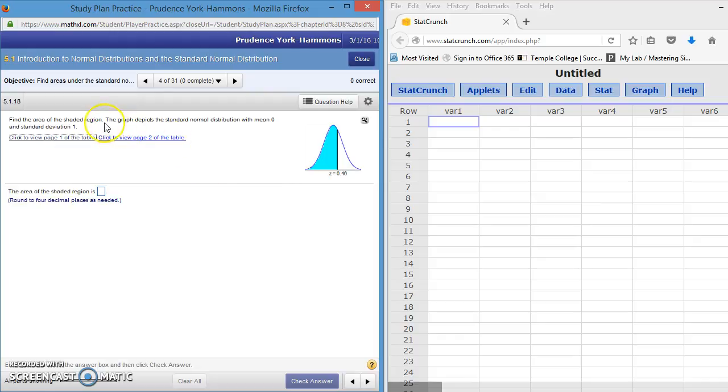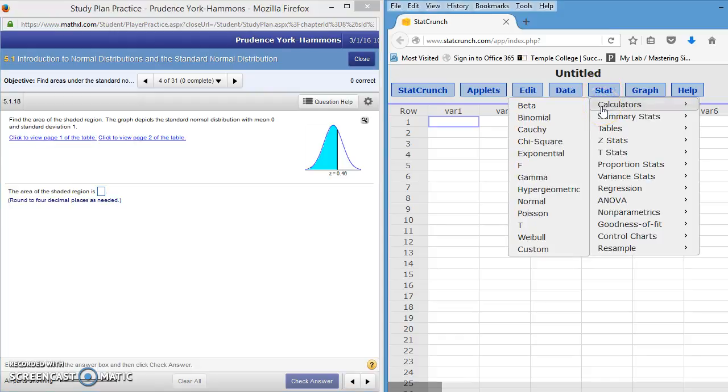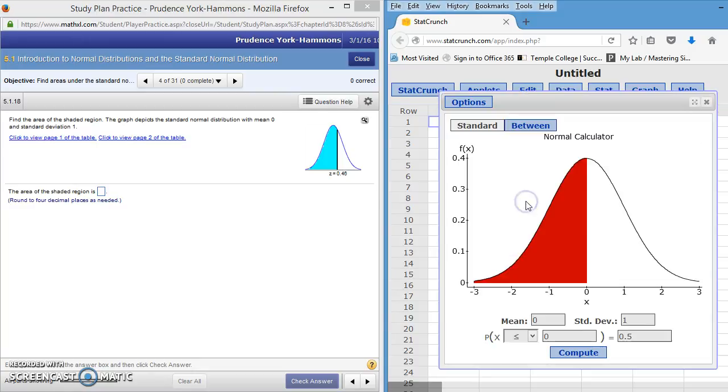And it's important to understand that for a standard normal distribution, the graph has a mean of 0 and a standard deviation of 1. So when you go to StatCrunch to calculate the area of the shaded region, you go to Stat, Calculator, and you need a normal distribution because this one's a standard normal, and once you click normal, then you have to check and see, is your mean 0 and is your standard deviation 1?